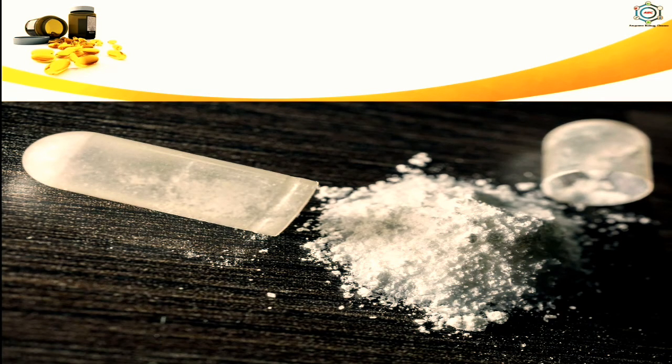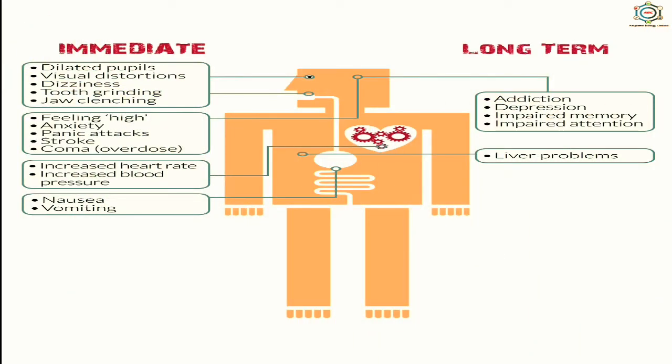Now, after this, MDMA, that is methylenedioxymethamphetamine. MDMA has recently become popular with students under the name ecstasy drug. MDMA has CNS excitant and hallucinogenic properties. It seems to relax inhibition and enhance communication. So here you can see the immediate effects and the long-term effects of MDMA.